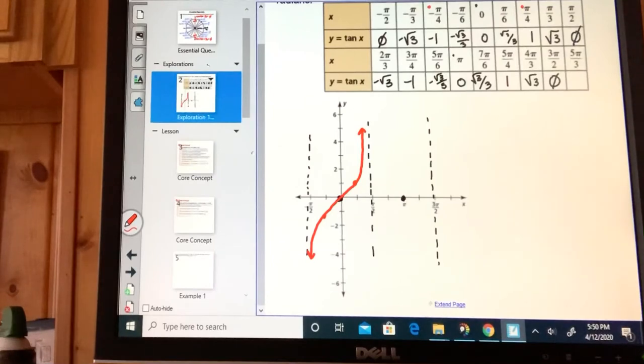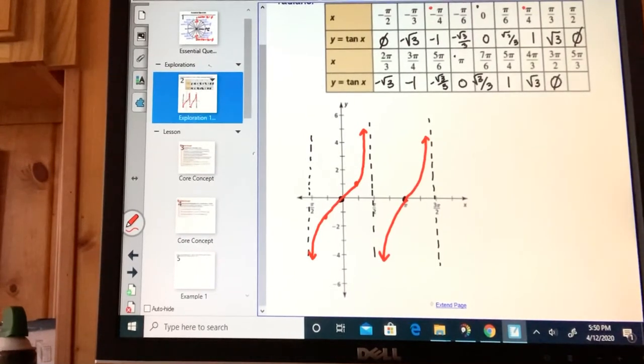And that's what tangent looks like. It is periodic. It happens over and over again, just like sine and cosine. But it does have a few different characteristics, okay? So now, this is tangent.